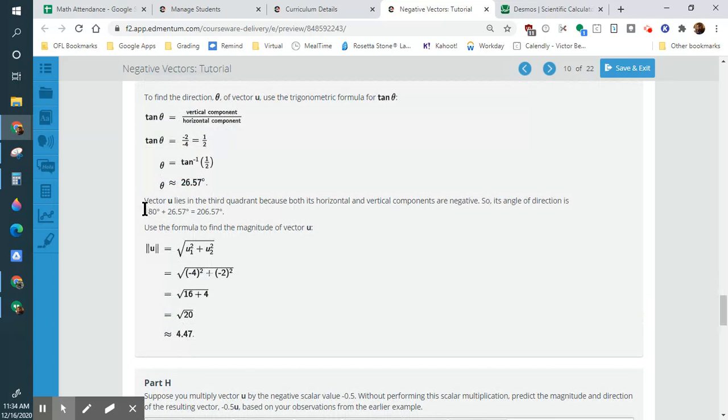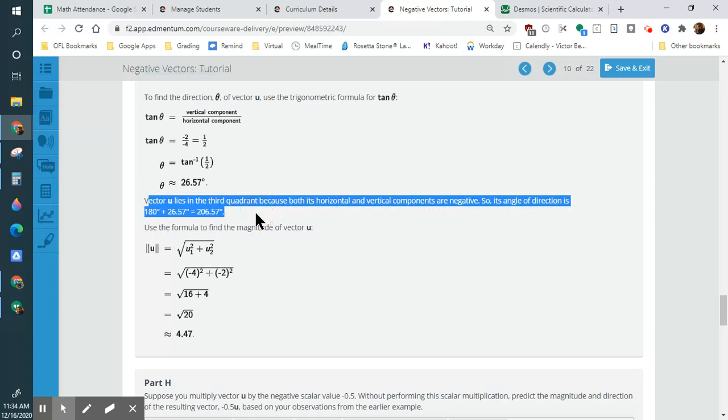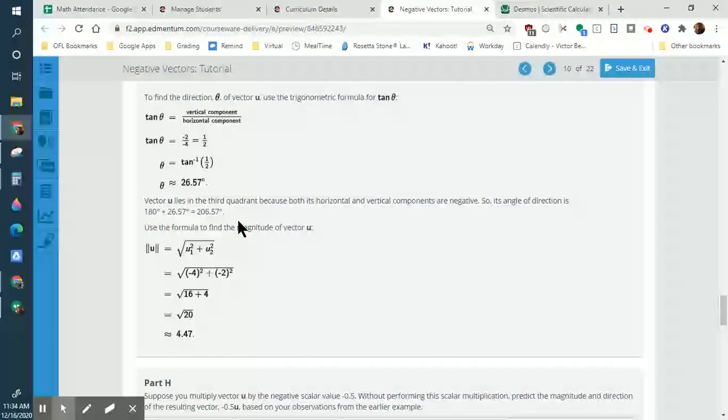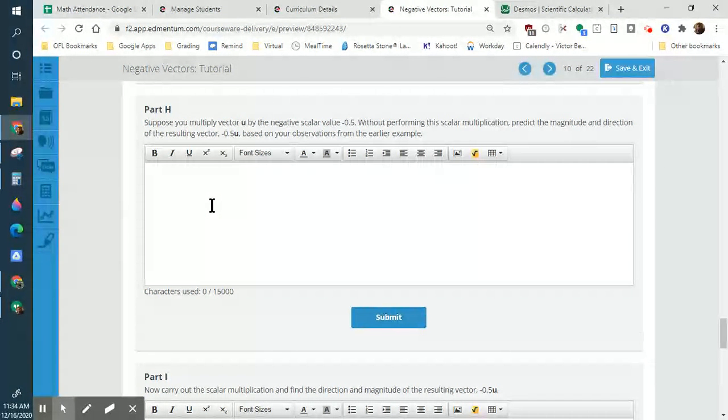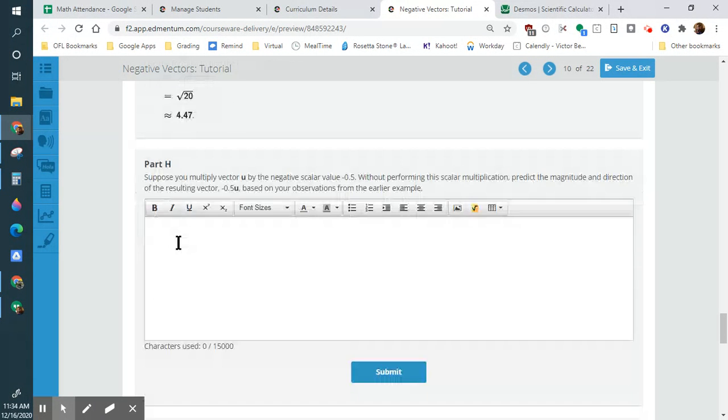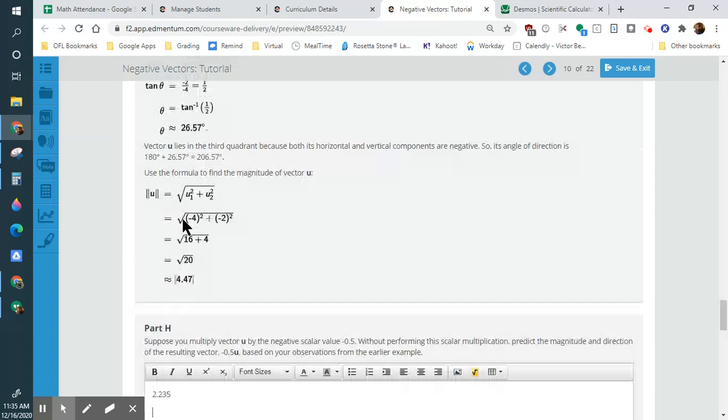You can see right here that they're adding the angle. I really wish they emphasized it a little bit more. And I solved my magnitude early, apparently. All right, so suppose now, without performing the direction check and everything, what would we do? So we're just going to multiply this by a half. So for cutting this in half, our magnitude would be 2.235. So that's just 4.47 cut in half.